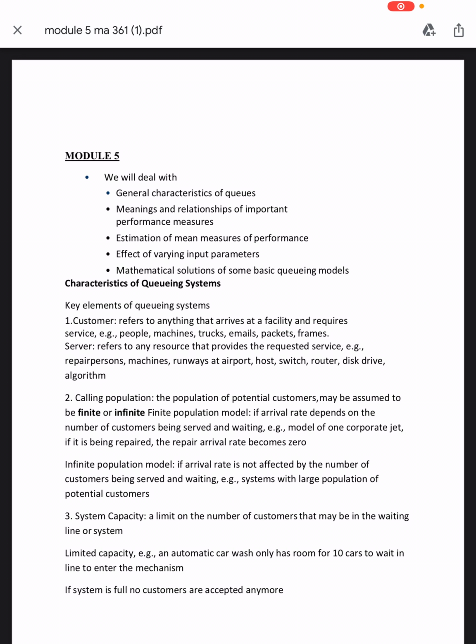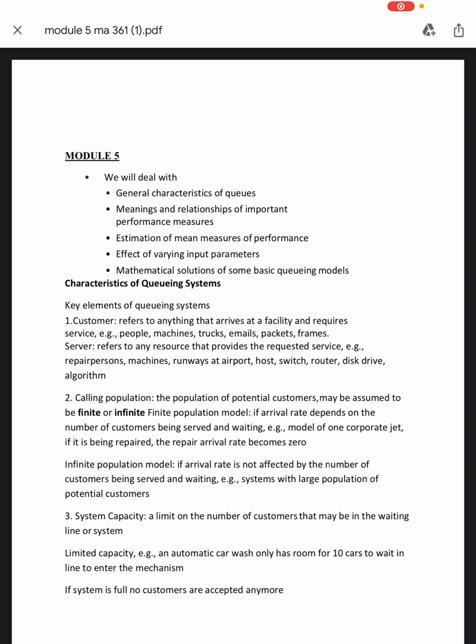Example: model of one corporate jet. If it is being repaired, the arrival rate becomes 0. Infinite population model: the arrival rate is not affected by the number of customers being served and waiting. Example: systems with a large population of potential customers.